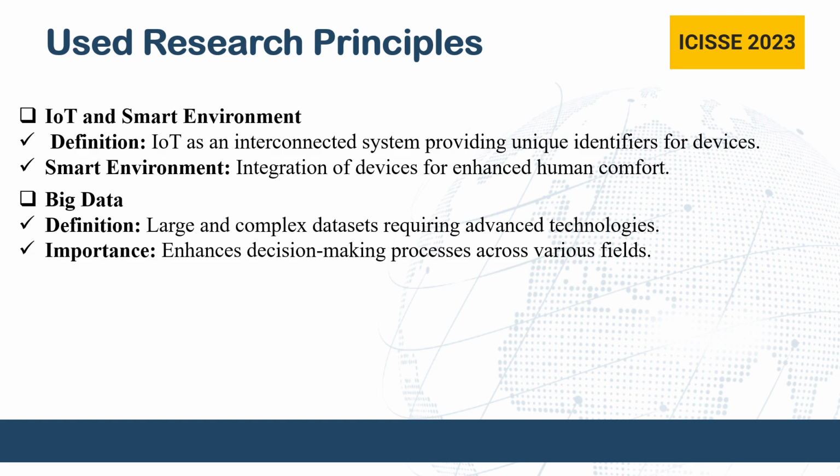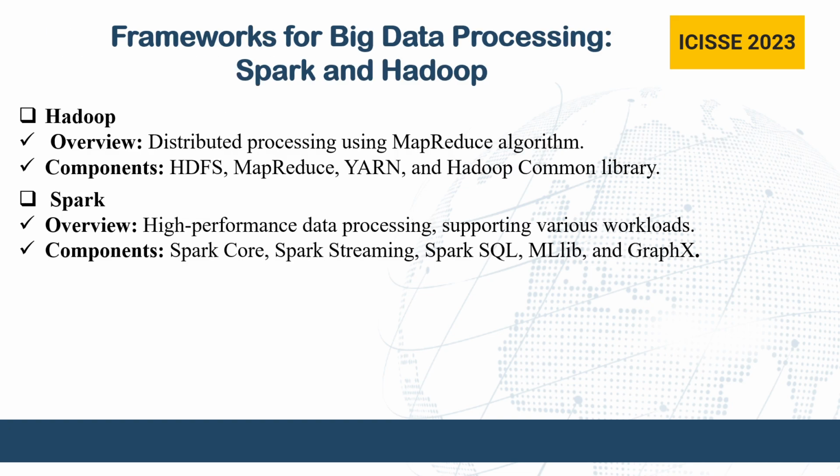I also used research principles: IoT and smart environment. Definition of IoT: an interconnected system providing unique identifiers for devices. Smart environment: integration of devices for enhanced human comfort. So, the big data definition: large and complex data sets requiring advanced technologies. The importance is that it enhances decision-making processes across various fields.